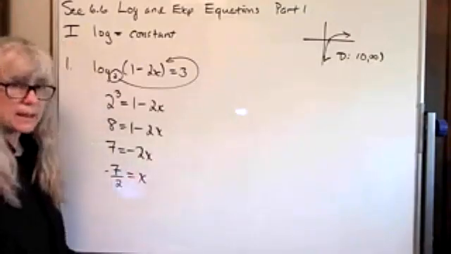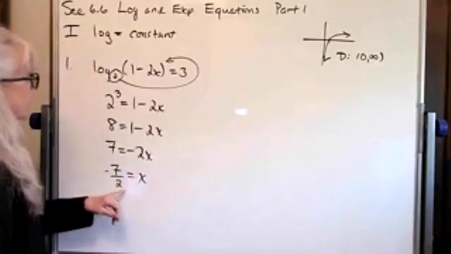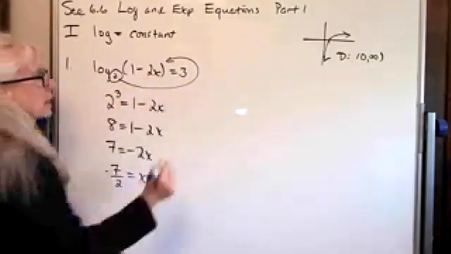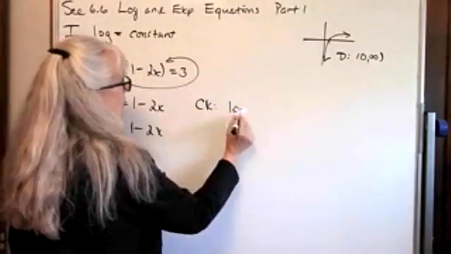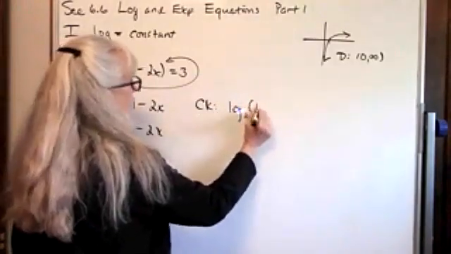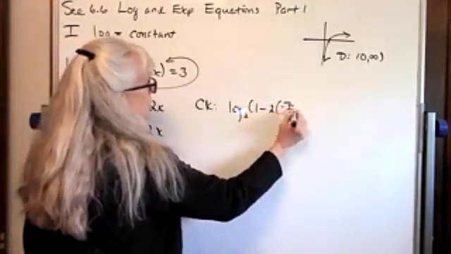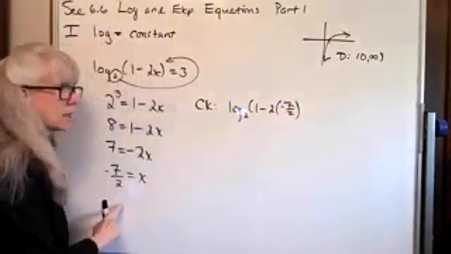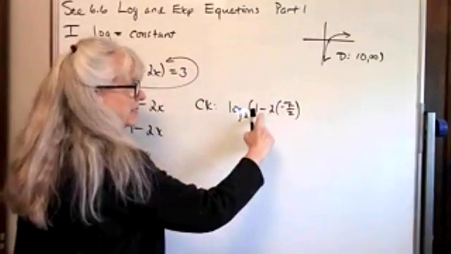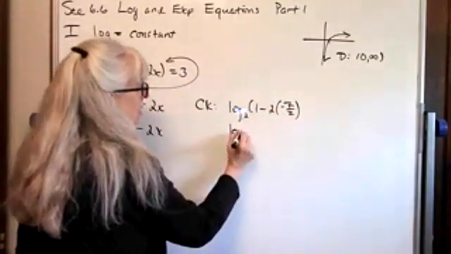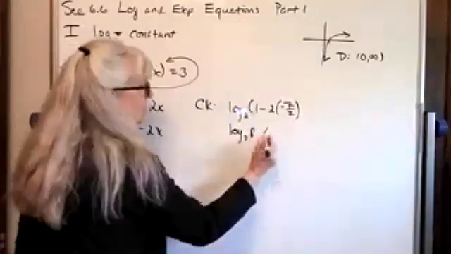And now we're going to check that answer. So we're going to take that negative 7 halves, we're going to plug it right back in. Usually this is just a mental or verbal check. So I'm taking the log base 2 of 1 minus 2 times negative 7 halves. Negative 7 halves times a negative 2 is a positive 7 plus 1 is 8. So I end up taking the log base 2 of 8, which I can do. So that's as far as I need to take it.